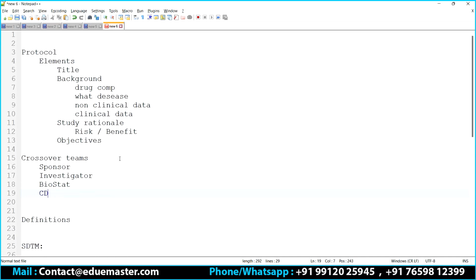Then there is going to be a clinical data management team. There is a manager who will be taking care of preparing the case report form, right? And also he will be responsible for the database design, data entry, data cleansing, and also database lock.